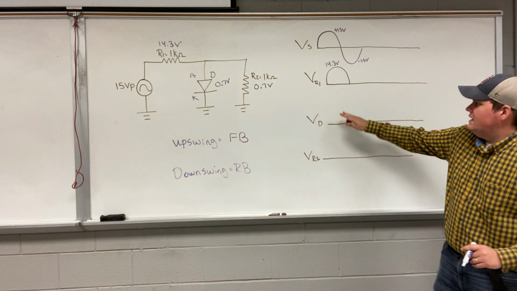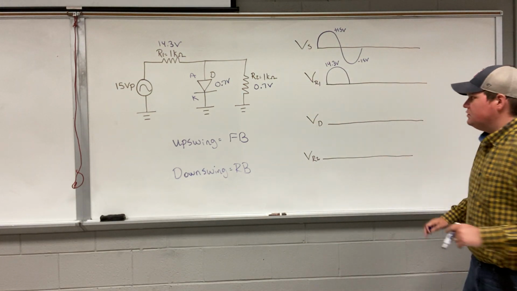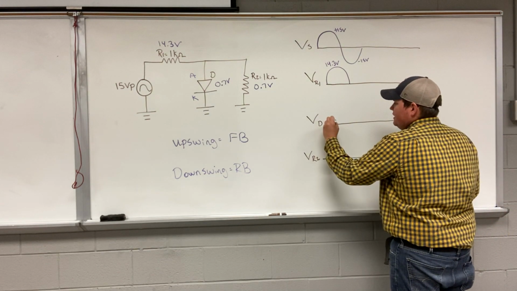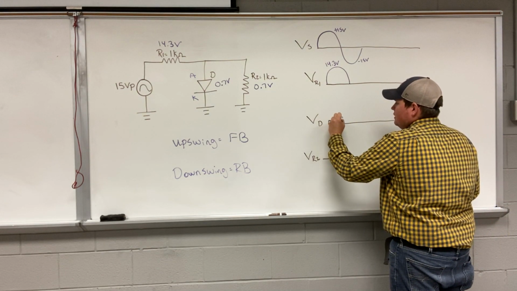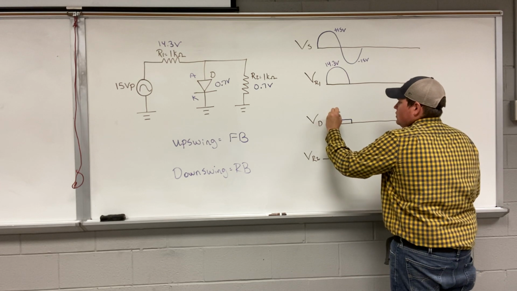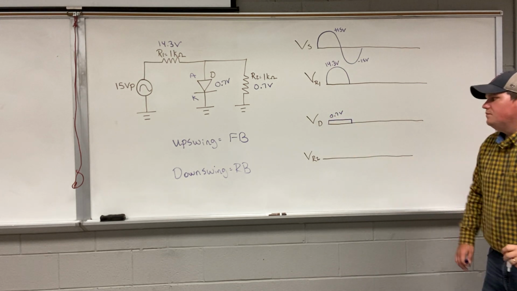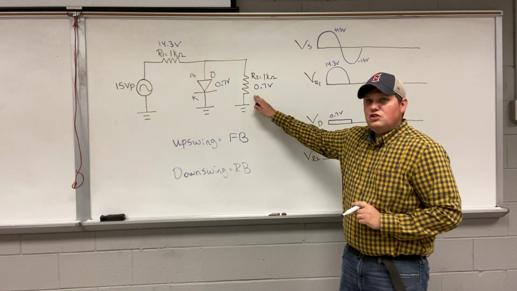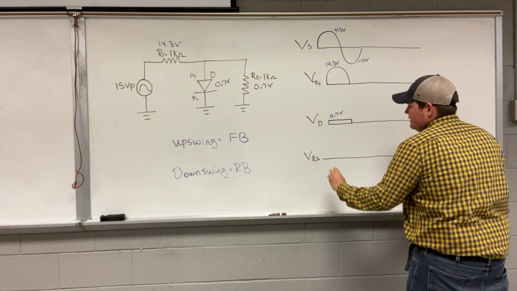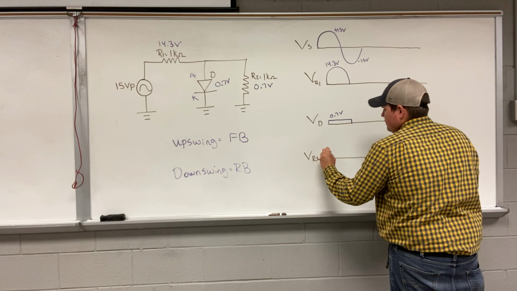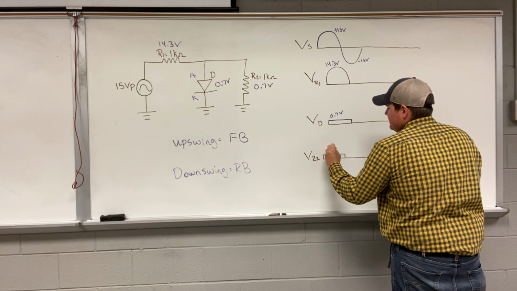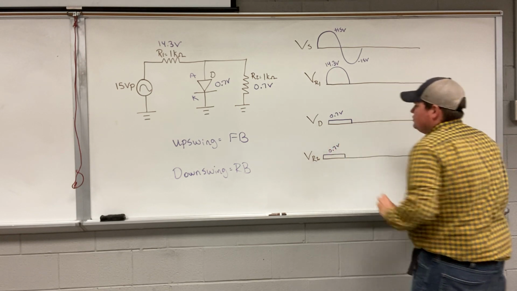So let's go ahead and go down here and draw the upswing. So on the diode, on the upswing, we are at 0.7 volts. And since R2 is in parallel, guess what? It is locked at 0.7 volts also.